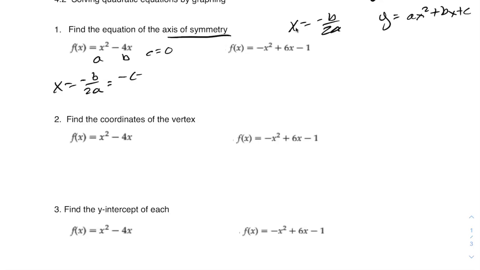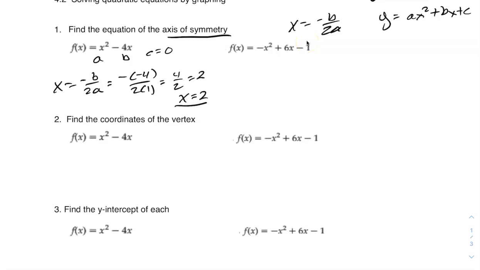So x would equal negative b over 2a. So negative 4 over 2 times 1. So I get 4 over 2, which is 2. Now make sure it's an equation though, so it should be x equals 2, not just 2. The axis of symmetry is an equation. So x equals 2 is the answer.